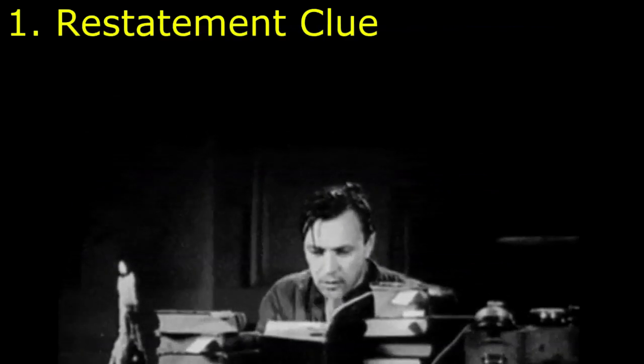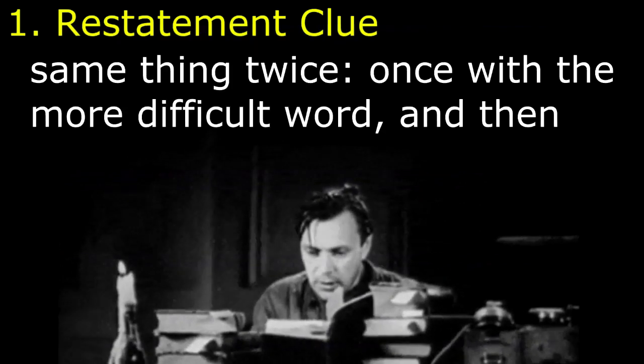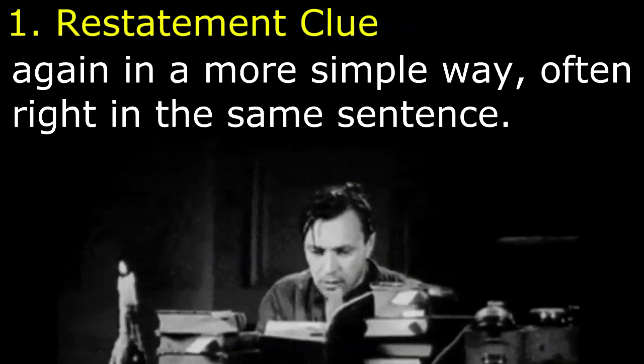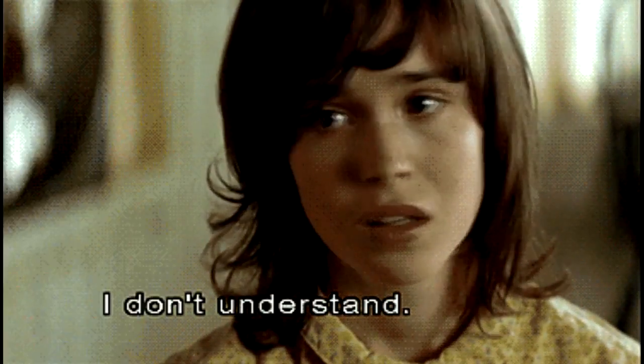There are different types of context clues. First is the restatement clue. When an author uses this type of clue, he or she will say the same thing twice, once with a more difficult word, and then again in a more simple way, often right in the same sentence. If you don't understand a word in a sentence, just keep on reading. A restatement clue may be coming right up.